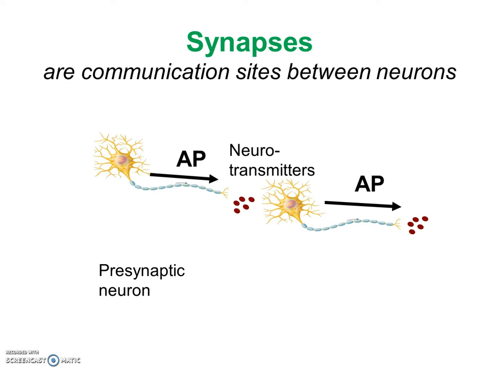So a little more terminology to help us understand how neurons communicate. Remember, this is the synapse right here. So the neuron in front of it we call the presynaptic neuron, because remember, pre means before, so it's before the synapse. The neuron after the synapse we call the postsynaptic neuron, because post means after. So again, the synapse is in between.